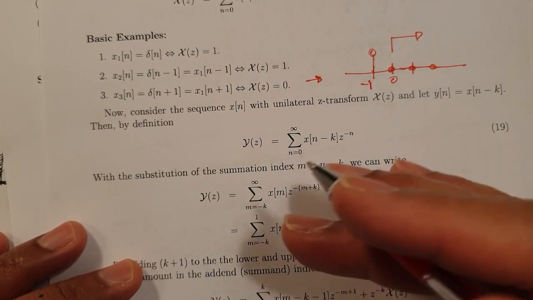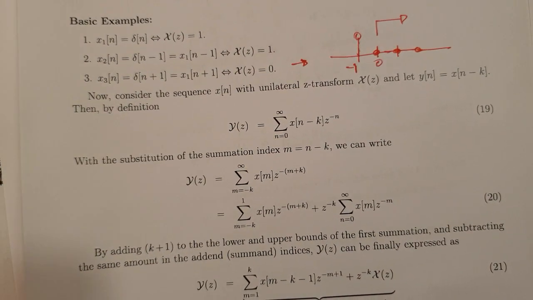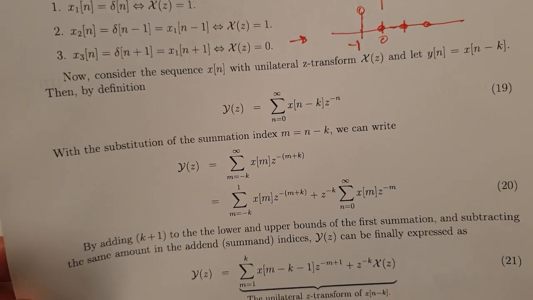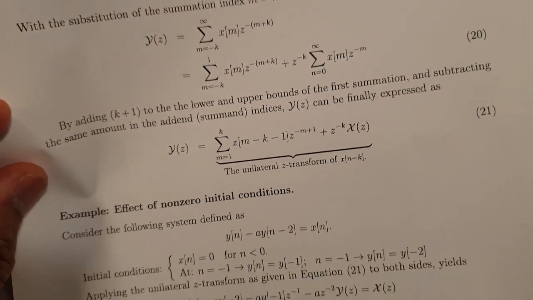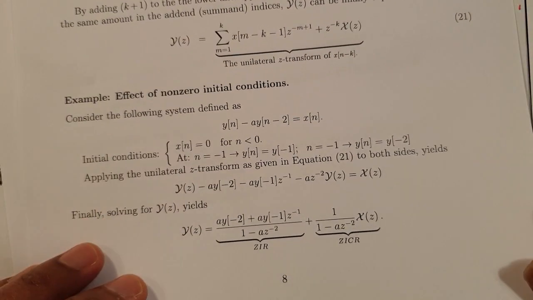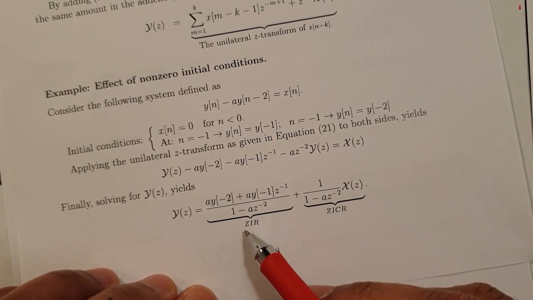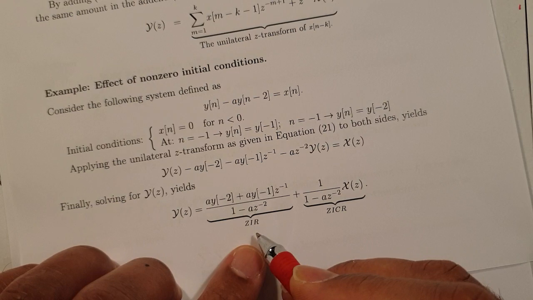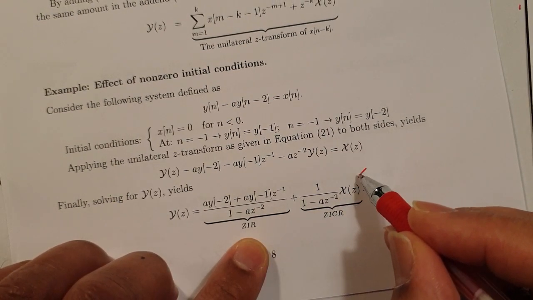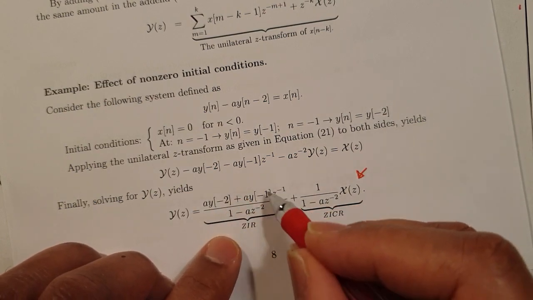So that's an example that I would like you to go through, but there's one thing here. When you calculate the unilateral z transform, something very interesting happens if you apply it to a whole system. This ZIR here is a zero input response. It means that when the input is actually 0, this is the response that you will get.